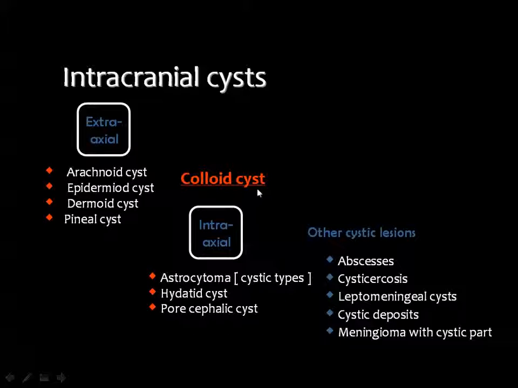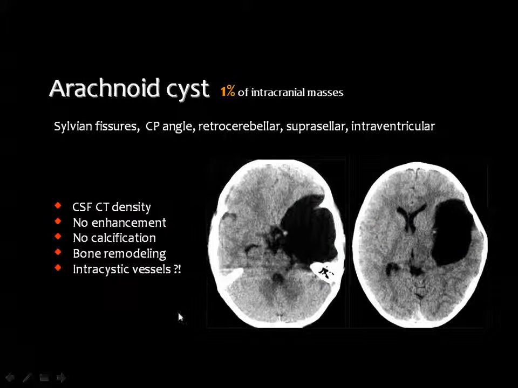Then the colloid cyst is one of the intracranial cysts with special characters. We'll talk about it. Then other cystic lesions occurring intracranially will include the abscesses, the cysticercosis, leptomeningeal cysts, cystic deposits, and the meningioma with a cystic component. We'll start with the most famous intracranial extraaxial cyst, which is the arachnoid cyst.